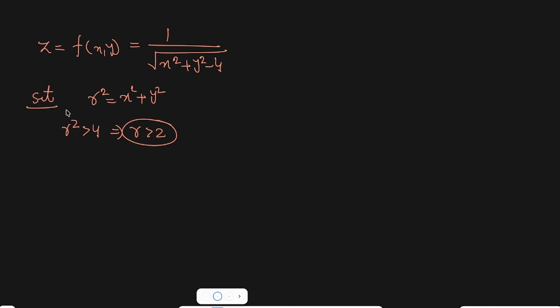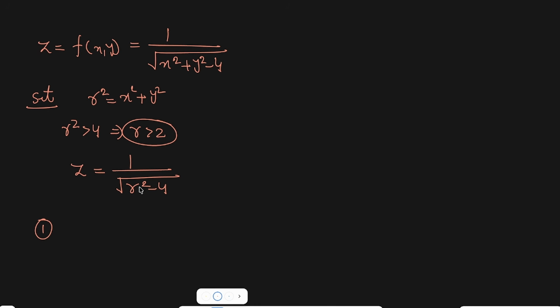Now what is the function? I can convert my function into a single variable. So z is equal to 1 upon the square root of r square minus 4. Okay, now what will happen? Because of that, you have to find the range. Since it is a square root and it is 1 upon something, you have to see what values it will take. So case number 1, you have to check the behavior.